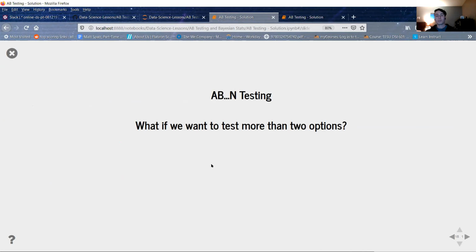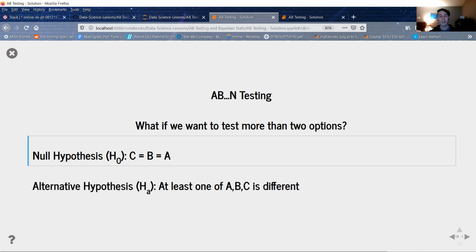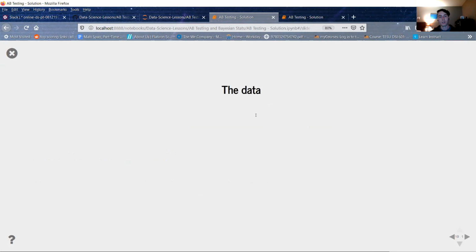So now what if we want to test more than two groups? Well, in this case, our null hypothesis, this is kind of like ANOVA, except we're doing proportions, so it's going to be a little bit different. But basically, it would be that all the proportions are the same. And then the alternative would be that at least one is different. We don't know if they're all different. We don't know which one, but we can at least say that at least one of them is different.